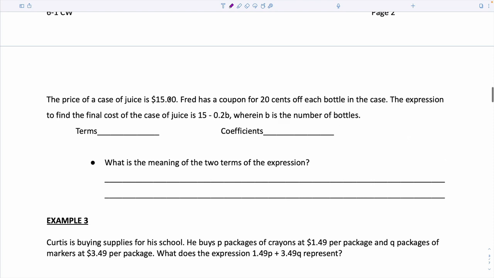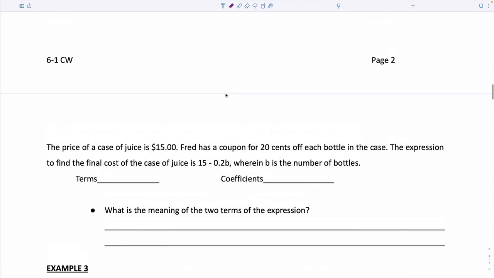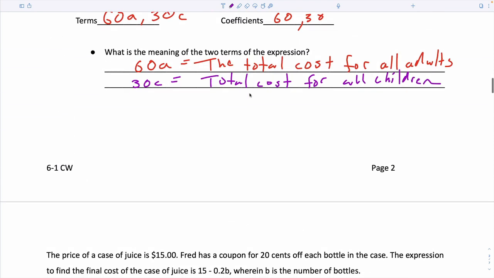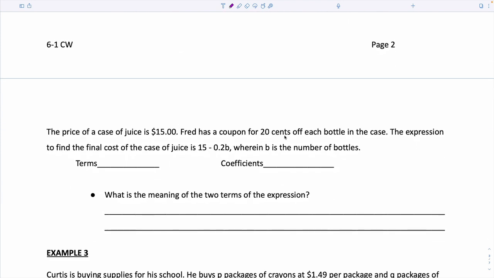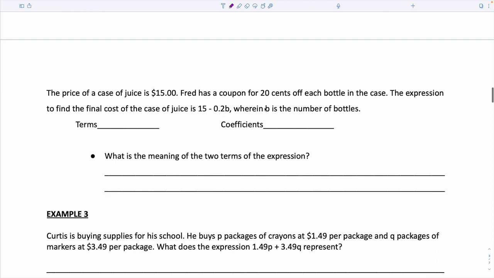The price of a case of juice is $15. Fred has a coupon for 20 cents off each bottle in the case. The expression to find the cost of the juice would be 15 minus 0.2b. 0.2 means 20 cents. You're taking that away from 15. B is the number of bottles.